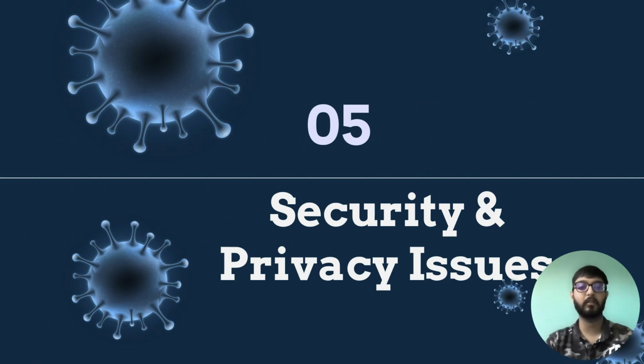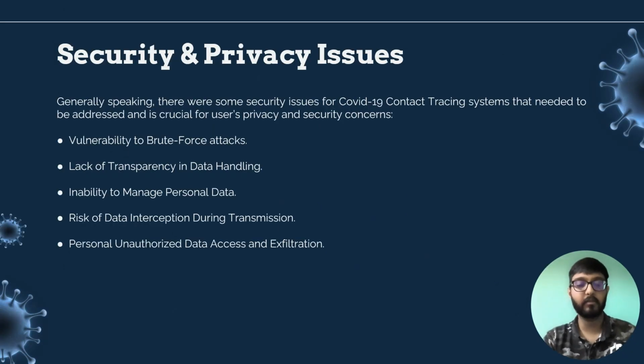Now let's talk about some security and privacy issues that already exist in some COVID-19 contact tracing systems. Before we started our project, we first looked at some COVID-19 contact tracing systems that were already made and uploaded in GitHub repositories. We found that there were some security and privacy issues that needed to be addressed for the users' security and privacy rights.